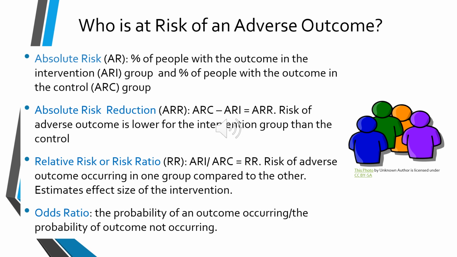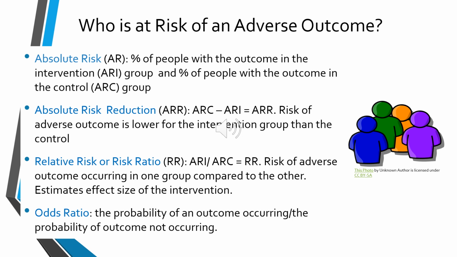Absolute risk reduction is when the risk of an adverse outcome is lower for the intervention group than the control. For example, if the absolute risk reduction of receiving a new treatment to reduce breast cancer is 8%, then 8 out of 100 people would benefit from the intervention.